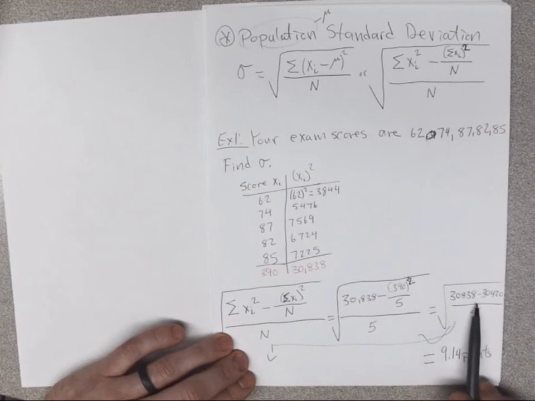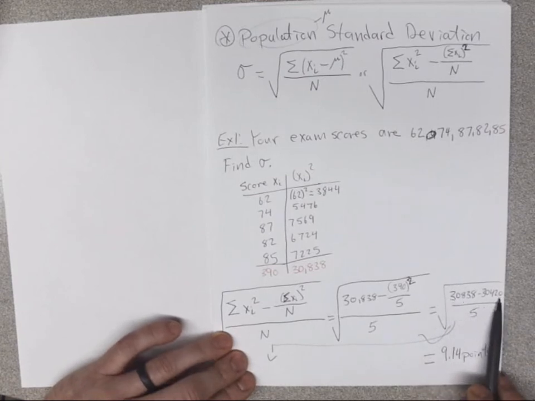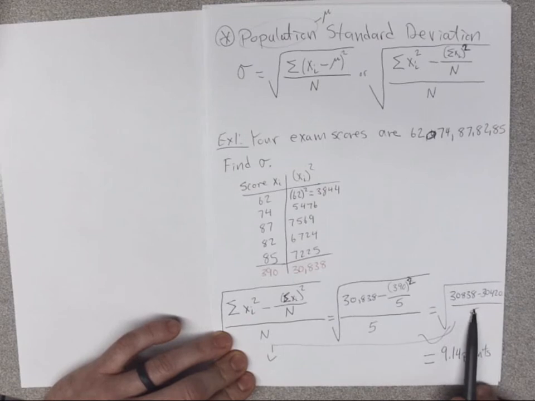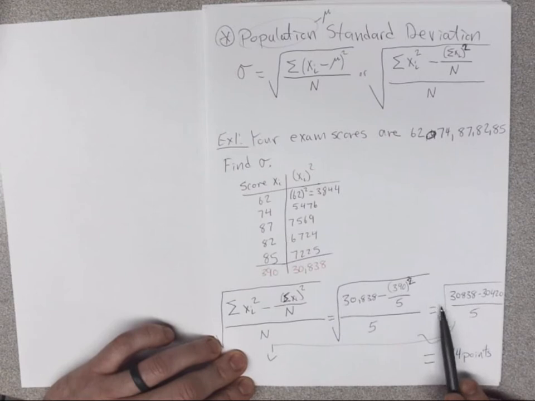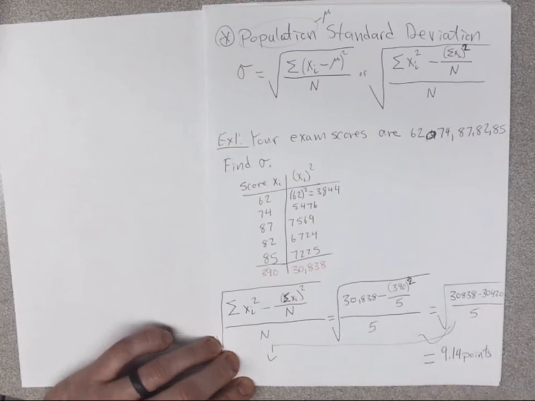So here, when I plug this in the calculator, you do 30,838 minus 30,420 divided by 5. And then that would get you 83.6, and then you square root 83.6, and it gets you 9.14.